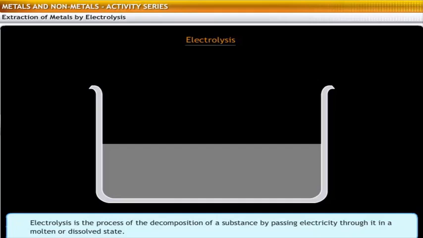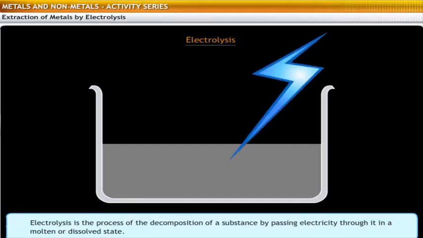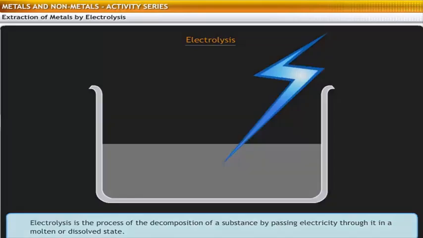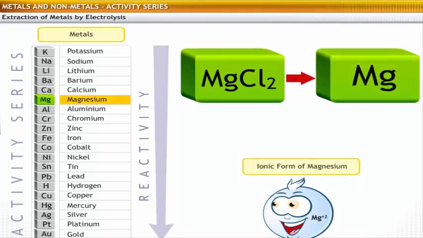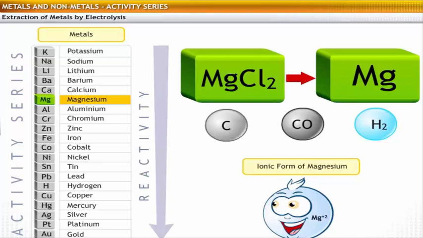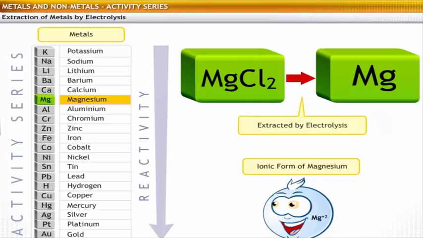Electrolysis is the process of the decomposition of a substance by passing electricity through it in a molten or dissolved state. Consider magnesium chloride ore. Magnesium is highly reactive and therefore cannot be reduced by common reducing agents like carbon, carbon monoxide, and hydrogen. Therefore, magnesium is extracted by electrolysis.